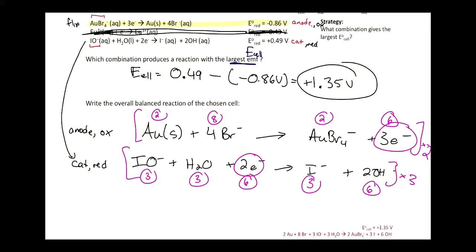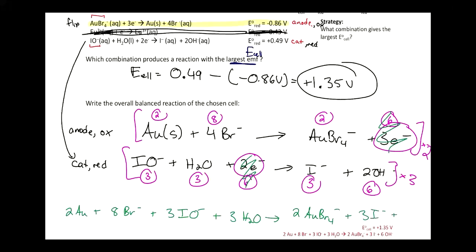So now when I add up these 2 reactions, the electrons cancel. And so we get 2 golds plus 8 bromides plus 3 IO minuses plus 3 waters give us 2 gold bromide compounds, 3 I minuses, and 6 hydroxides. And so that would be our balanced equation.